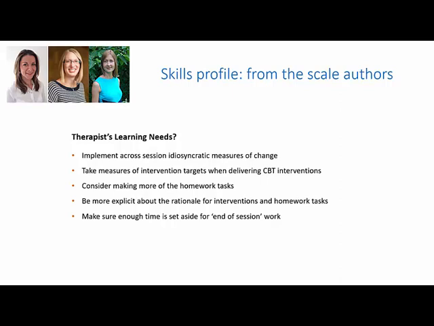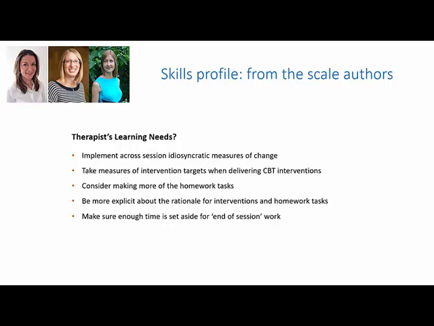In terms of the therapist's learning needs, what we're highlighting here is firstly the need for cross-session idiosyncratic measures of change to monitor ongoing progress. And we would perhaps be suggesting individually designed brief questionnaires that the patient completes for homework each week and then is briefly reviewed at the beginning of each session. When delivering interventions, we would note that the therapist could usefully take measures of belief or emotion or the target of the intervention in order to monitor impact of that intervention.